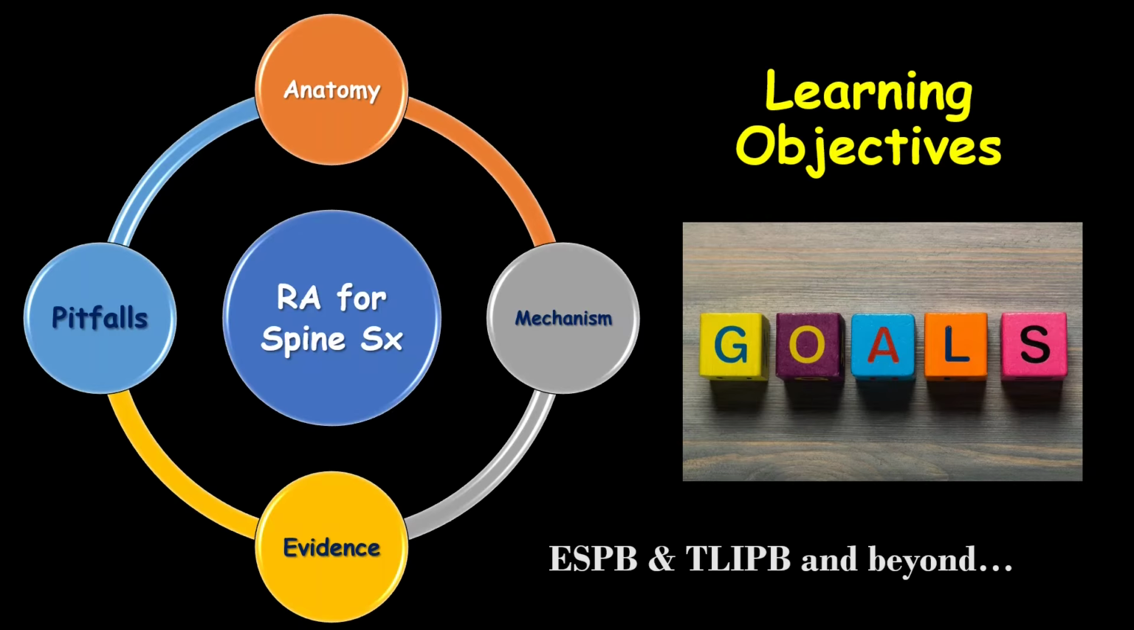In this session, we will try to explore the anatomical foundation, mechanism of action, and the clinical evidence behind erector spinae plane block, the T-lip block, thoracolumbar interfascial plane block, and obviously the other paraspinal blocks in spine surgeries, while also discussing the common pitfalls and how to avoid them.